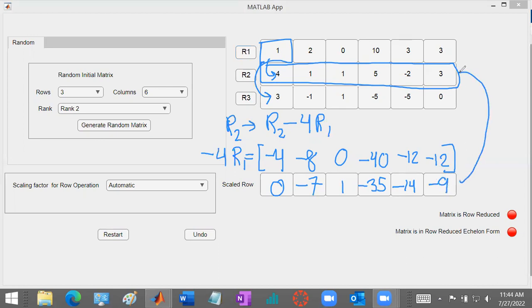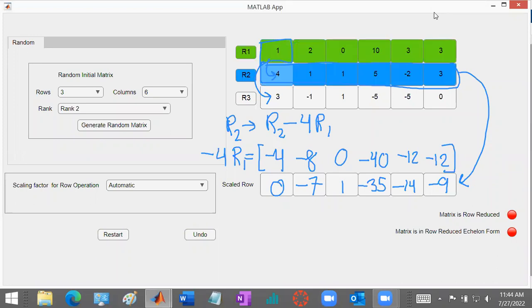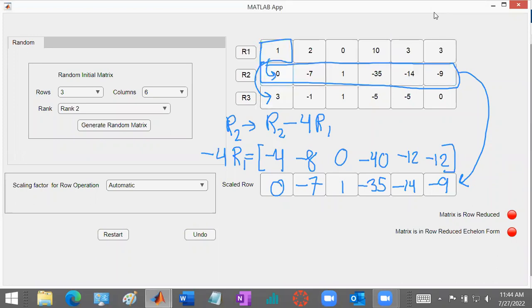So this row should turn into this number here. So let's see that. Take this 1, and we're going to take negative 4 of them and add to this to make this 0. So we get 0, negative 7, 1, negative 35, negative 14, negative 9. That's what we wanted.